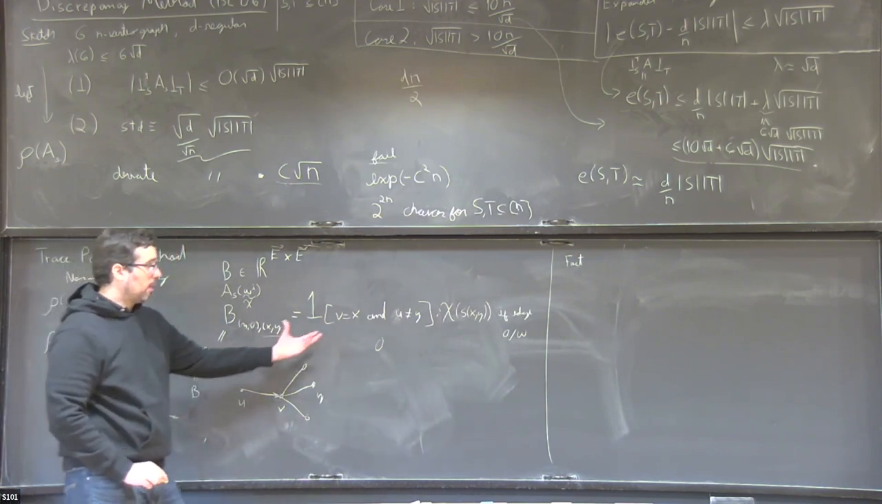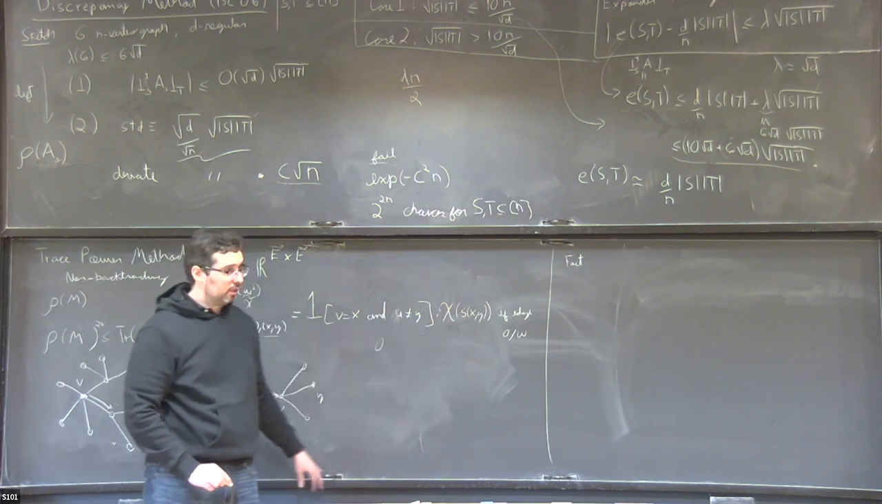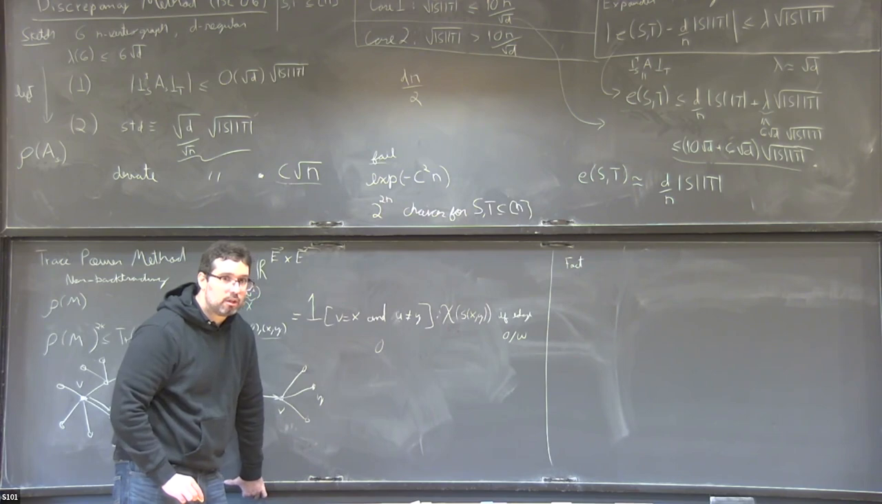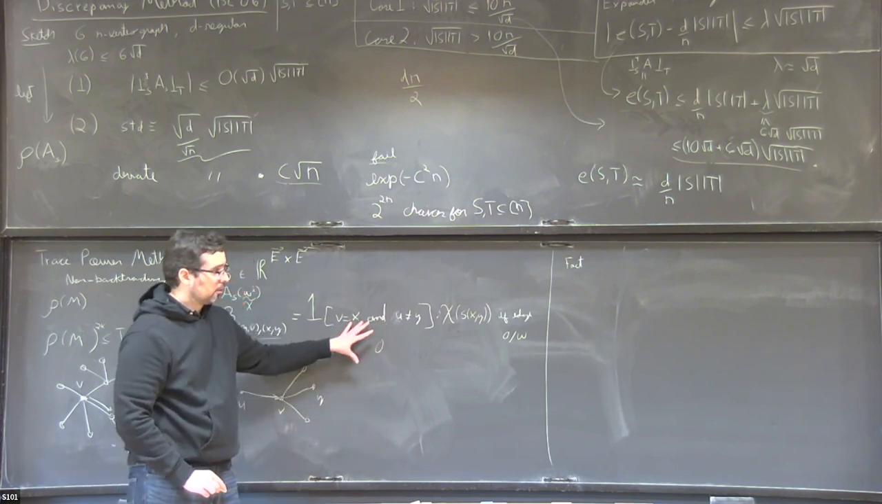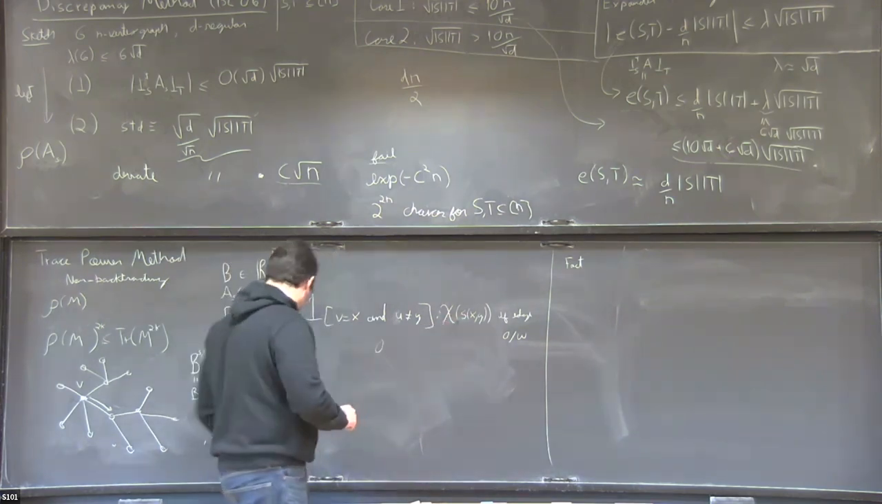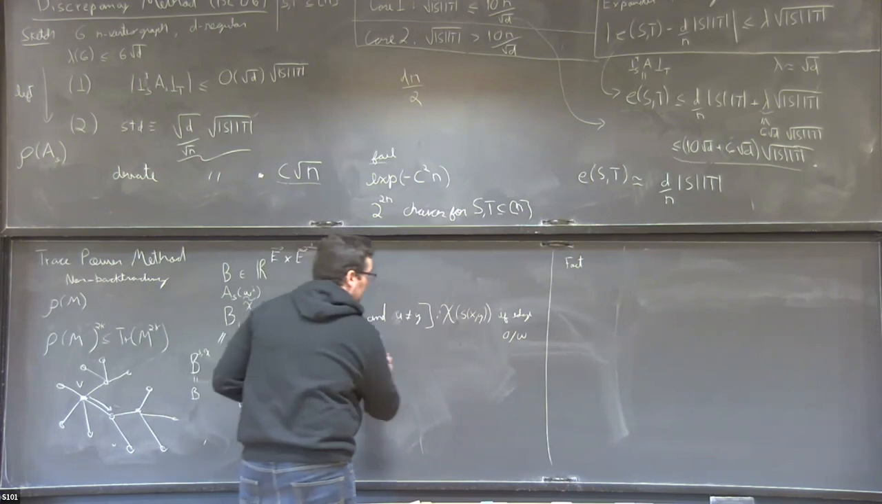What do you mean by "if edge"? It should be well defined. Well, it's just a condition in the bracket. No, but the matrix is over edges. Oh, the matrix is over edges. This one is okay.